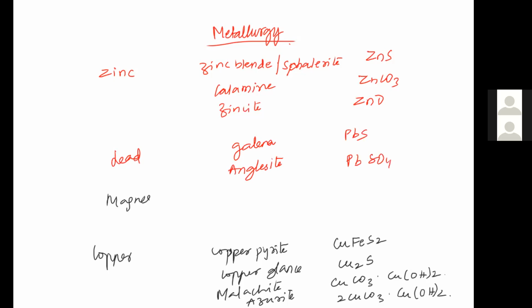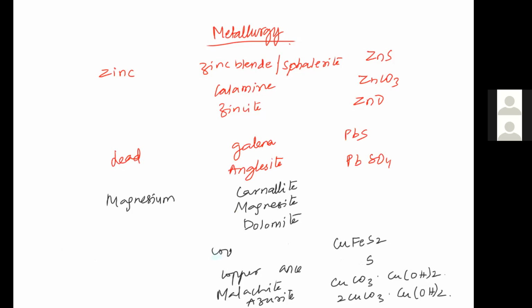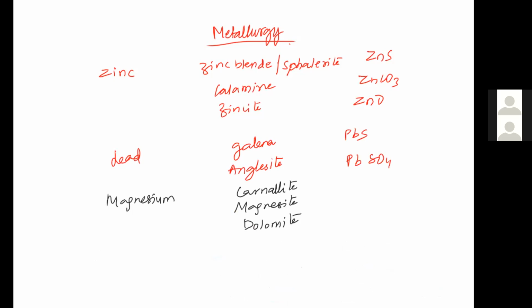Magnesium: carnallite, magnesite, dolomite, Epsom salt, also called epsomite. Carnallite is KCl.MgCl2.6H2O. I'll write for them. Tin, cassiterite, which is SnO2.